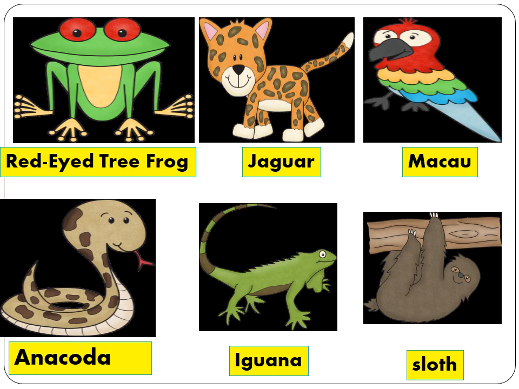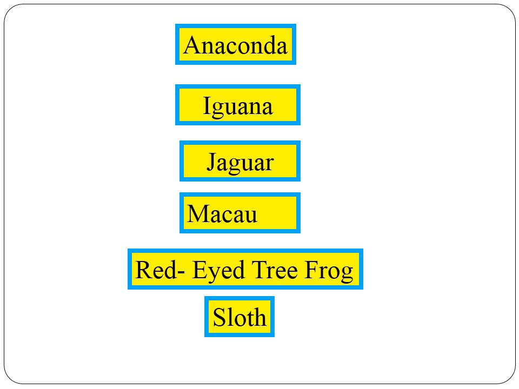Arrange these animals in alphabetical order on a piece of paper. If you got it right, your answer would look like this. Say the names of these animals along with me.